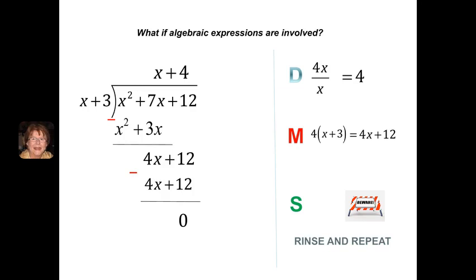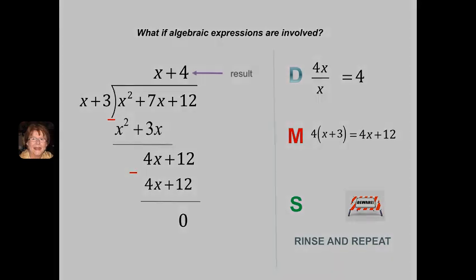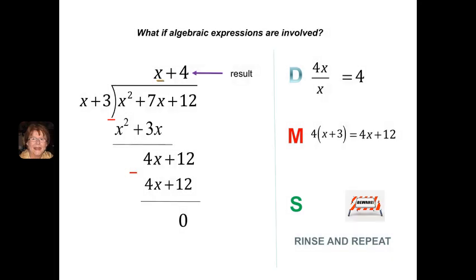We have our result. Our result is x plus 4, and notice we have no remainder. Now, I forgot to mention, always verify to see if you can continue your division. But because we have a remainder of 0, we're done.